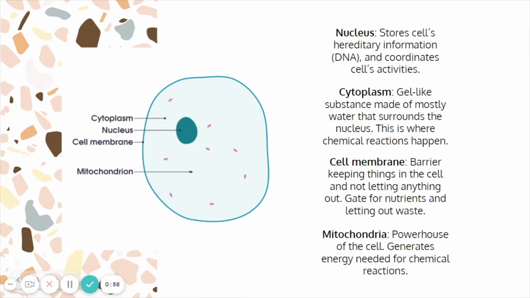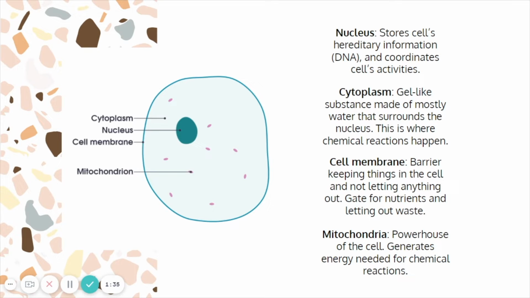The nucleus stores the cell's hereditary information, such as DNA, and coordinates the cell's activities. The cytoplasm is a gel-like substance made of mostly water that surrounds the nucleus. This is where chemical reactions happen. The cell membrane is a barrier keeping things in the cell and not letting anything out. It is a gate for nutrients and letting out waste.